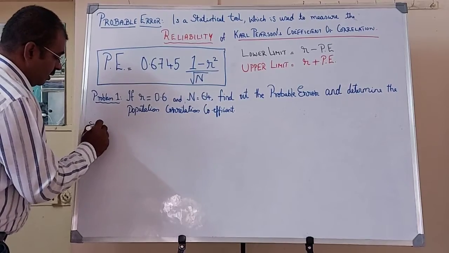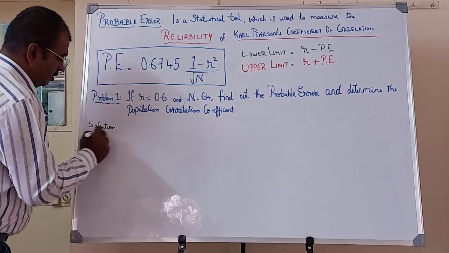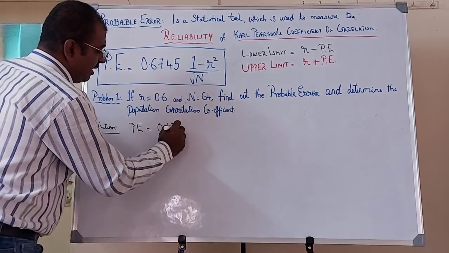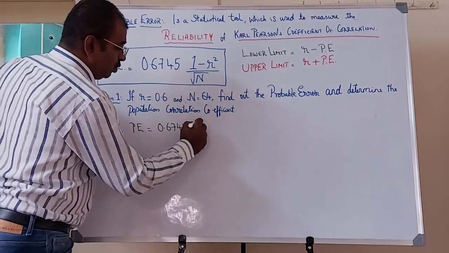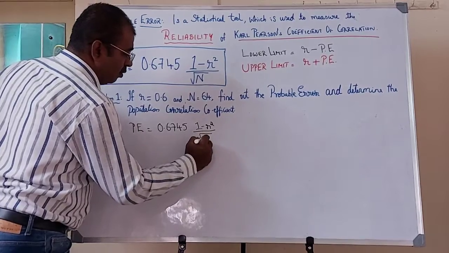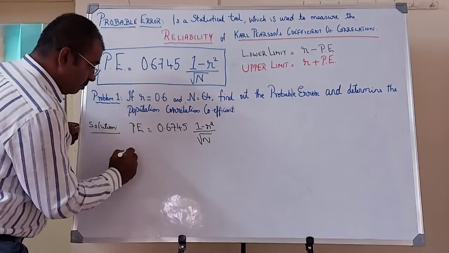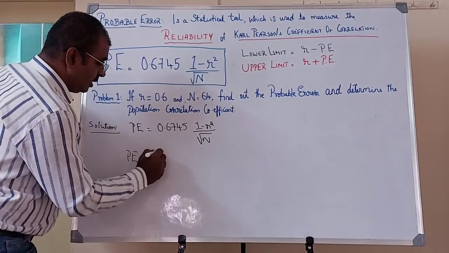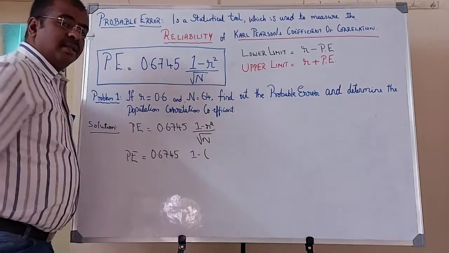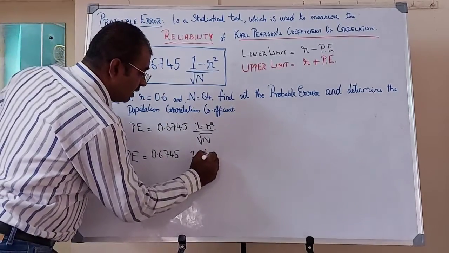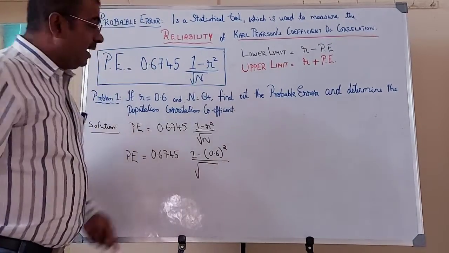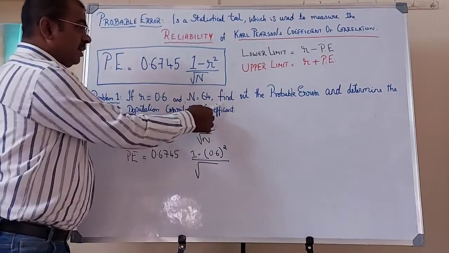So the solution is, let's write down the formula. Probable error is equal to 0.6745 into (1 minus r square) divided by square root of n. So probable error is equal to 0.6745 into (1 minus r), the value of r is 0.6, so that is 0.6 the whole square, divided by square root of n. The value of n here is 64.